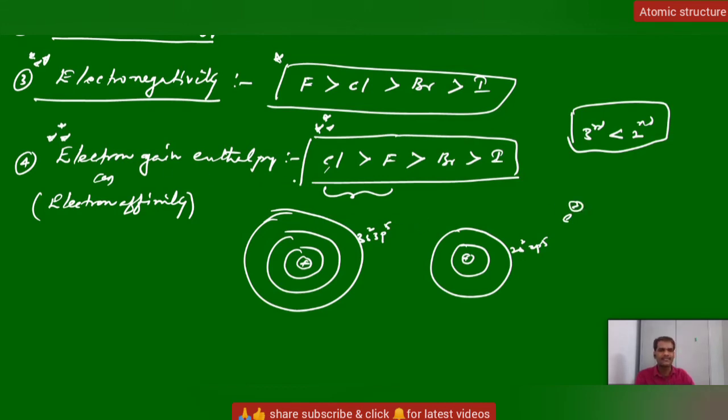Electron gain enthalpy is the energy released when an electron is added to the valency shell of an isolated gaseous atom. Let us take both chlorine and fluorine as isolated gaseous atoms. In the case of fluorine, if we add one electron externally into the valency shell, fluorine can attract that electron very easily. Then the attractive power generally decreases the energy, so the excess energy is released. It releases the excess energy in the form of negative energy. Releasing energy we generally take as negative. That is called exothermic in nature.